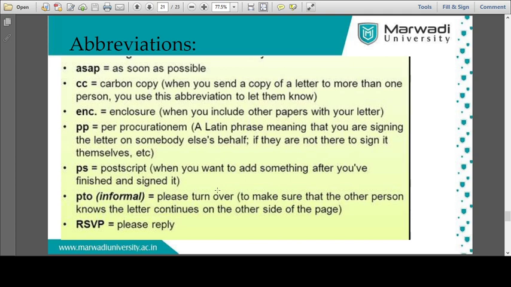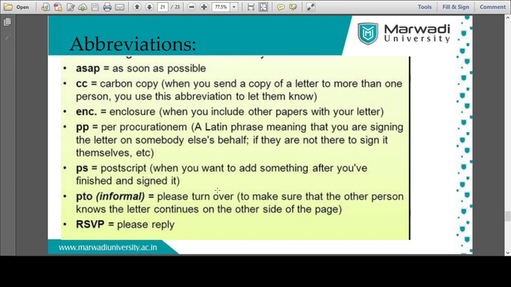Now ENC means enclosure. Generally, when you include other papers with your letter, we use enclosure, but this is the short form. Instead of writing the full spelling, we can write ENC or ENCL. PP means per procuration, a Latin phrase meaning that you are signing the letter on somebody else's behalf if they are not there to sign it themselves.